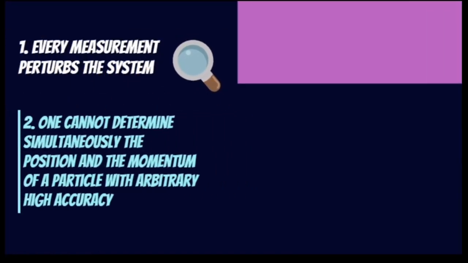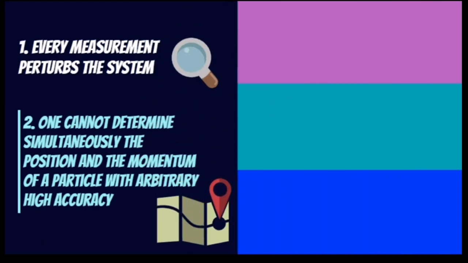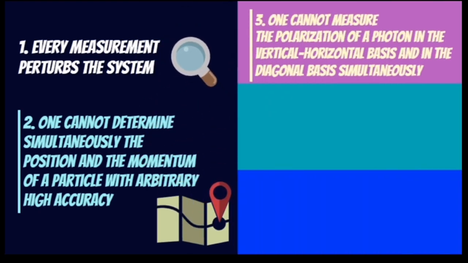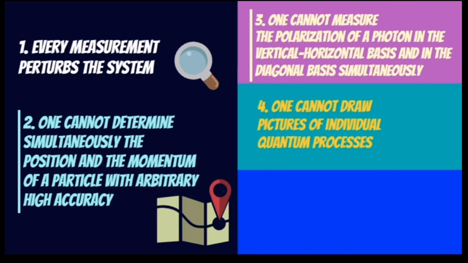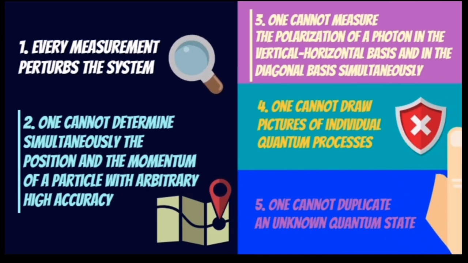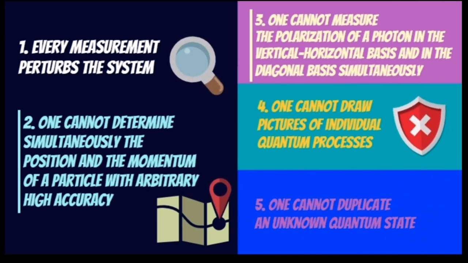One cannot determine simultaneously the position and the momentum of a particle with arbitrarily high accuracy. One cannot measure the polarization of a photon in the vertical-horizontal basis and in the diagonal basis simultaneously. One cannot draw pictures of individual quantum processes. One cannot duplicate an unknown quantum state. So, how do we apply this to cryptography?